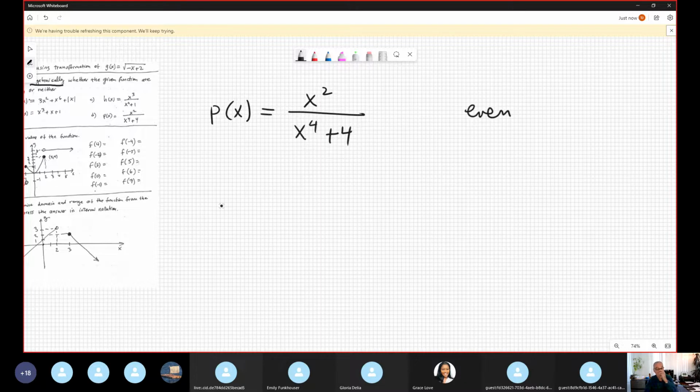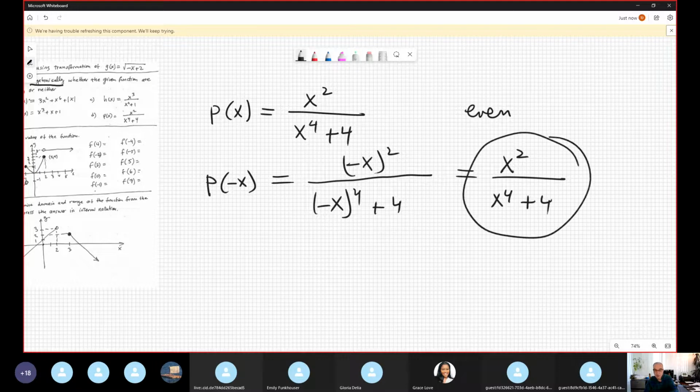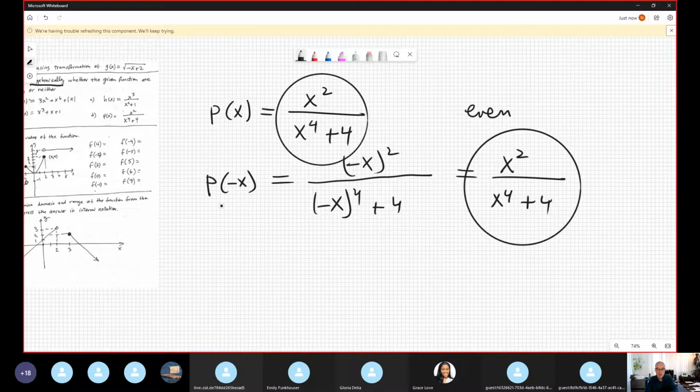I predict. However, I make a reflection. We have at the top minus x squared, in the bottom minus x to the 4th power plus 4. It's obvious that this stays the same, it's positive. It's obvious that it's positive also. And when you compare this guy and this guy, wow, it's the same. Therefore, the prediction was okay. It's an even function. Cool? Yes. Cool. It's easy.